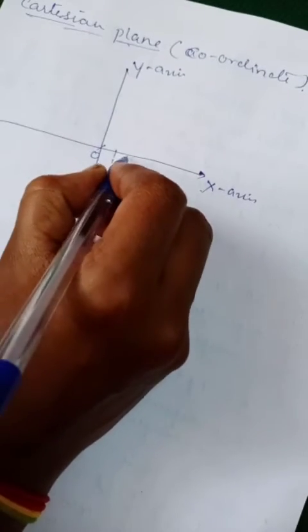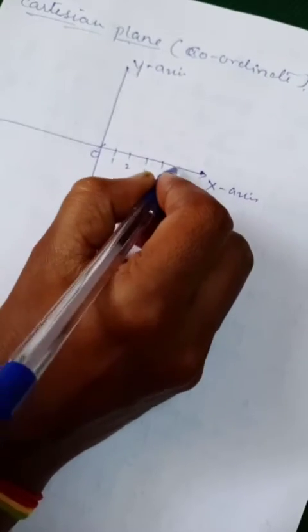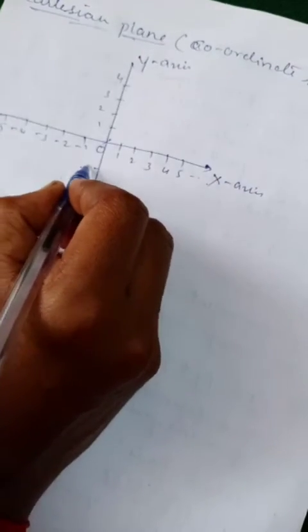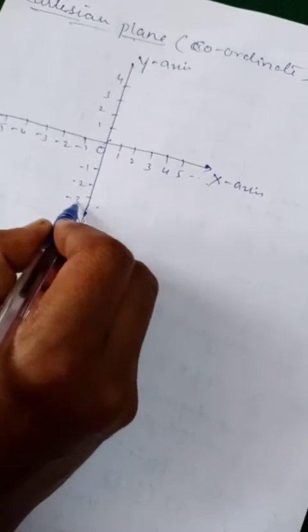So a Cartesian plane consists of two mutually perpendicular number lines. These are the number lines. We start with the origin, that is 0, 1, 2, 3, 4 and so on. Here minus 1, minus 2, minus 3, minus 4, minus 5 and so on. So here also 1, 2, 3, 4 and so on. Here minus 1, minus 2, minus 3 and so on.